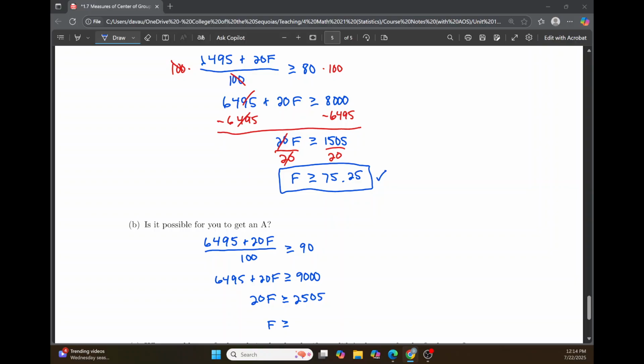2505 divided by 20 is 125.25. So you would have to get 125% on the final exam in order to get an A. Not possible, right? Not possible, because you can't get more than 100% on a test. So this is not possible.